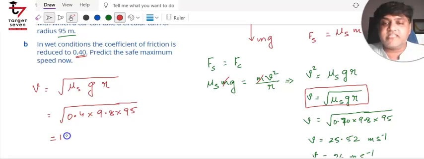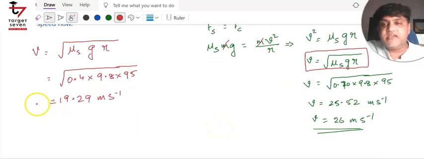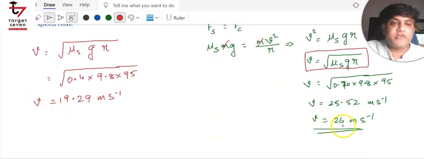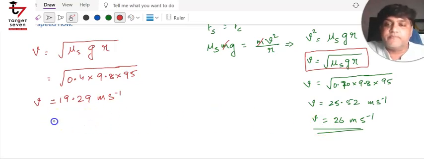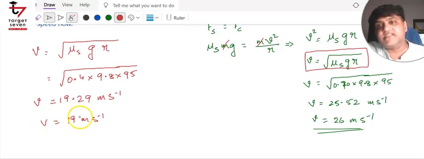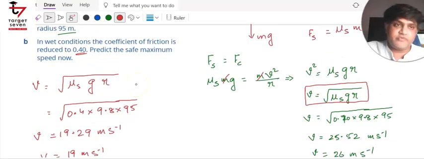So 19.29, the maximum possible speed which the body can travel with on this wet surface, as you can notice, has actually dropped down from 26 meters per second. Again, expressing it to the appropriate number of significant figures would give us 19 meters per second. There you go, guys. This is the final result for the B bit. Hope you understood this.